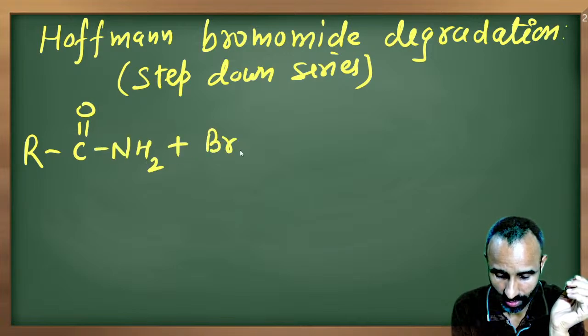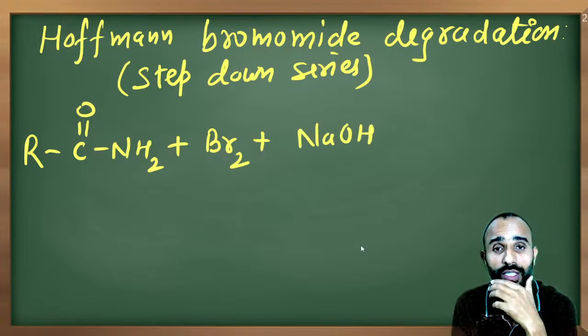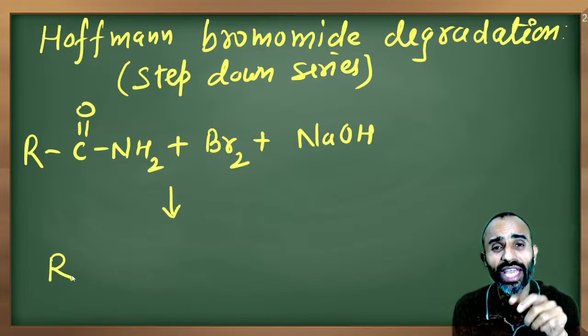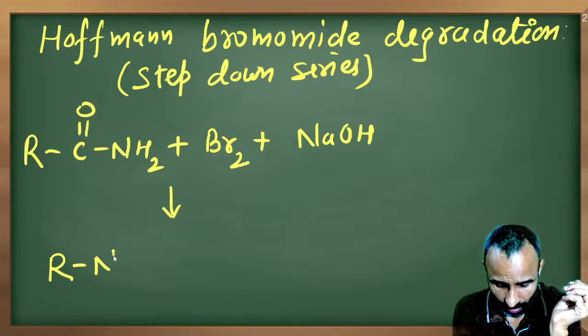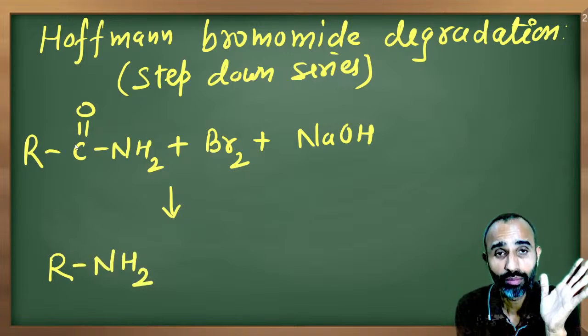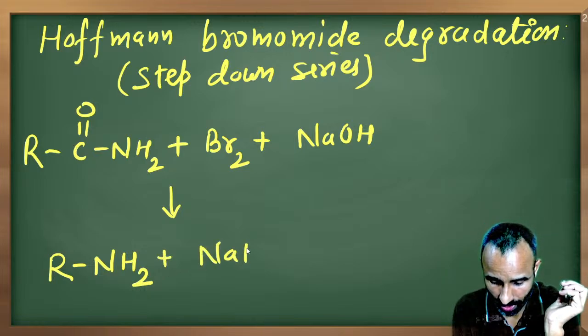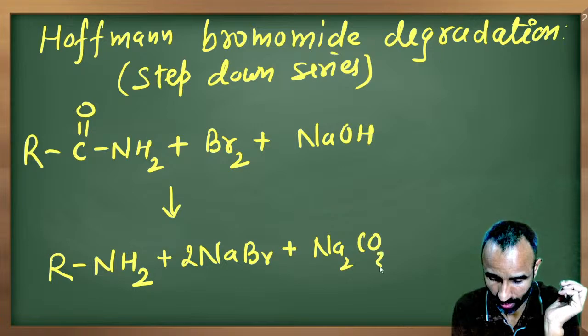Amide reacts with Br2 and NaOH. Even KOH can be used. So the CO group is removed and we get NaBr and Na2CO3 plus H2O.